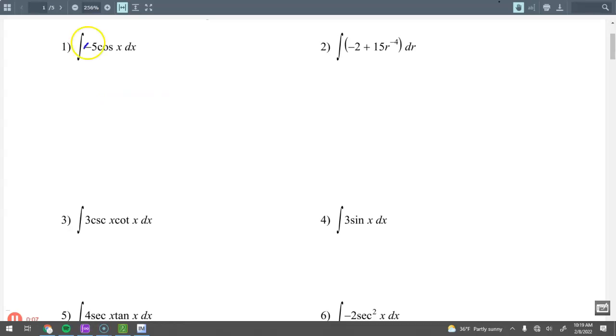You could actually do it this way. You could take the constant out and say I'm going to do negative 5 times the integral of cosecant of x. And then it's just like derivatives. No, it's not. Never mind. The sign's going to get confusing. Like the derivative of cosine was negative sine. But the derivative of sine was positive cos, right? So the integral of cos is positive sine.